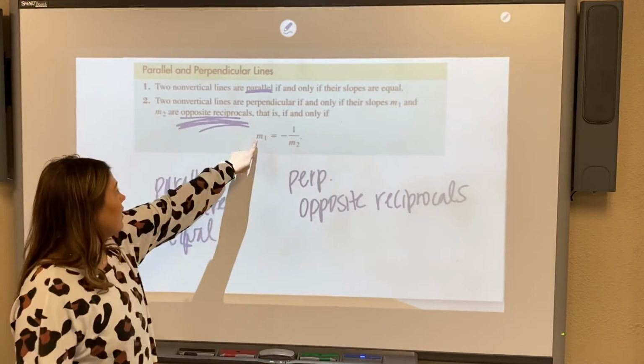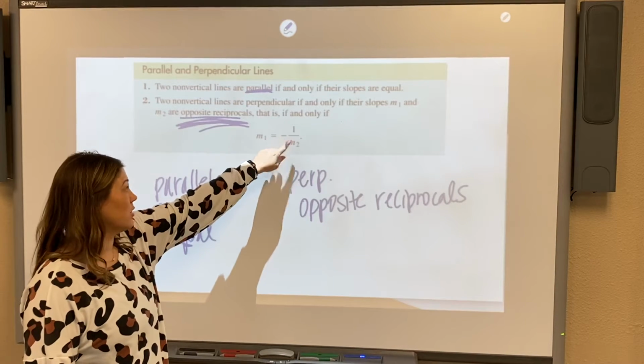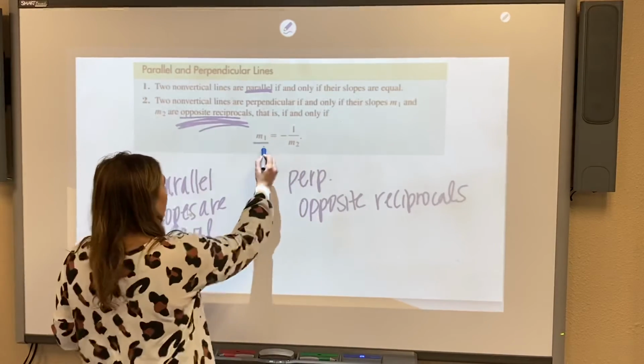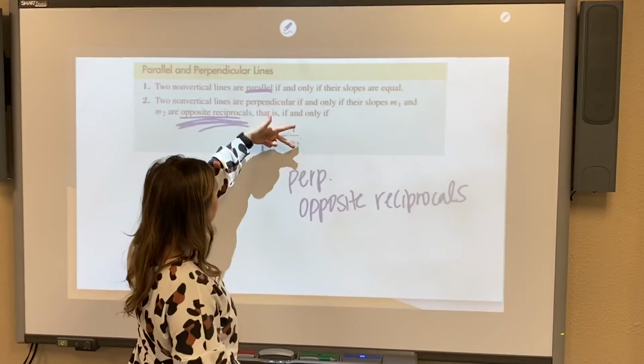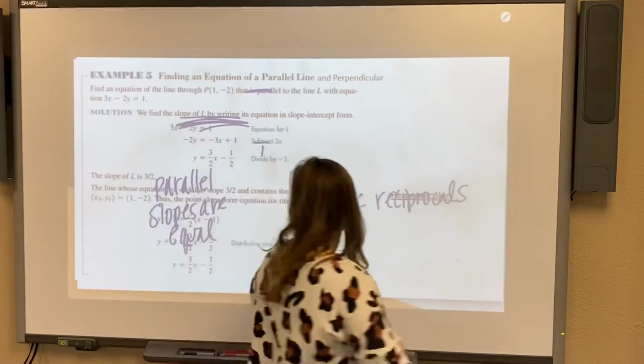Okay, so like here, if we have M1, that would be equal to -1 over M2. So this is like over 1. We flipped it for the reciprocal. This one's positive, this one's negative.